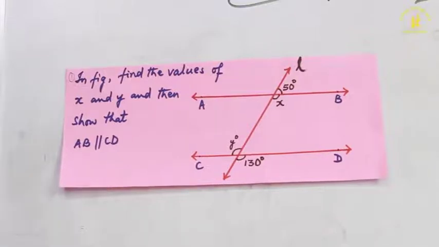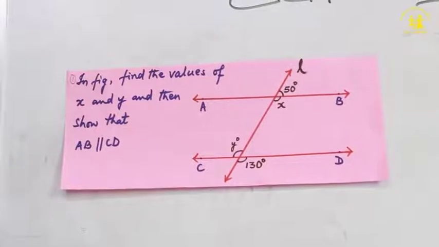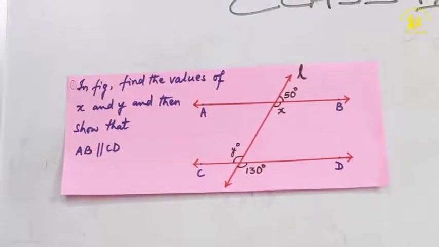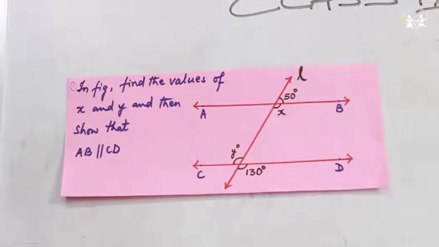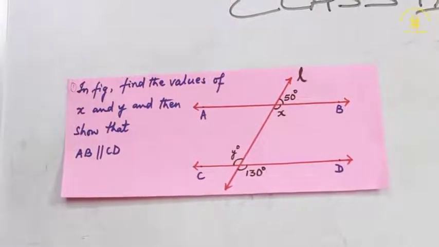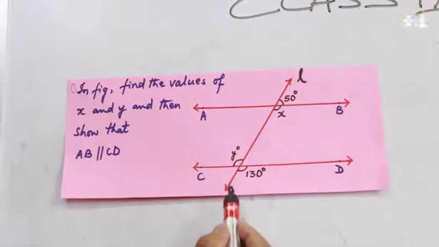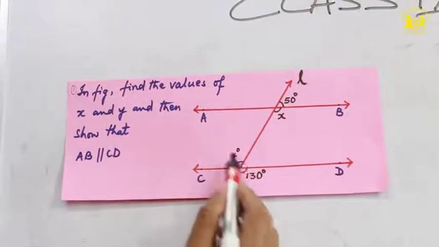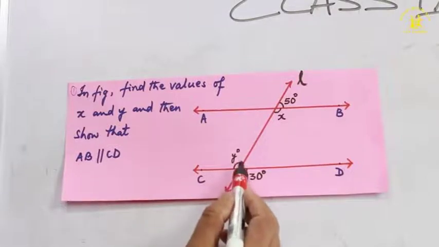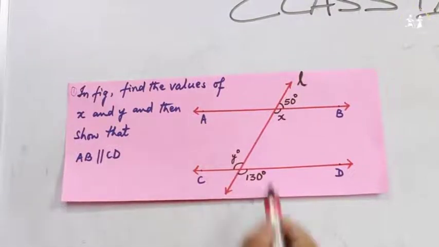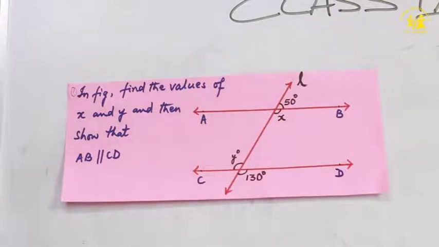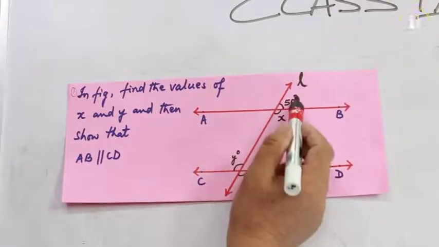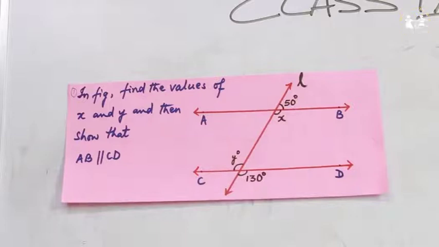Now first of all, let's look at this. We discussed in an earlier lesson that if 2 lines intersect each other, then the pair of vertically opposite angles are equal. So angle Y and 130 degrees are vertically opposite. So Y is equal to 130 degrees. And second, we also learned the linear pair axiom. So the sum of these 2 angles will be equal to 180 degrees.